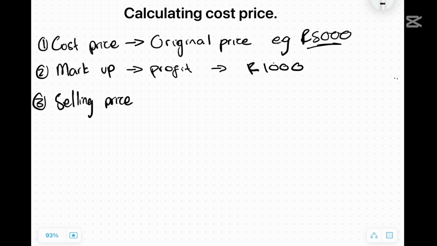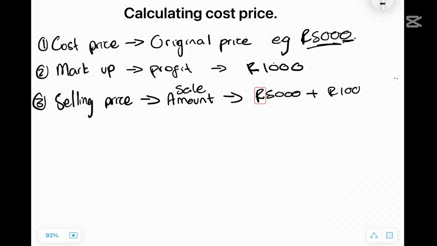The selling price will be the amount that you as the business will sell to your customers, the sale amount basically. How you get the selling price is you add your cost price and your markup together. So your selling price will be 5,000 plus 1,000, which equals 6,000. Meaning when you sell these phones to your customers as a business, you're going to sell them for 6,000, and that is your selling price.